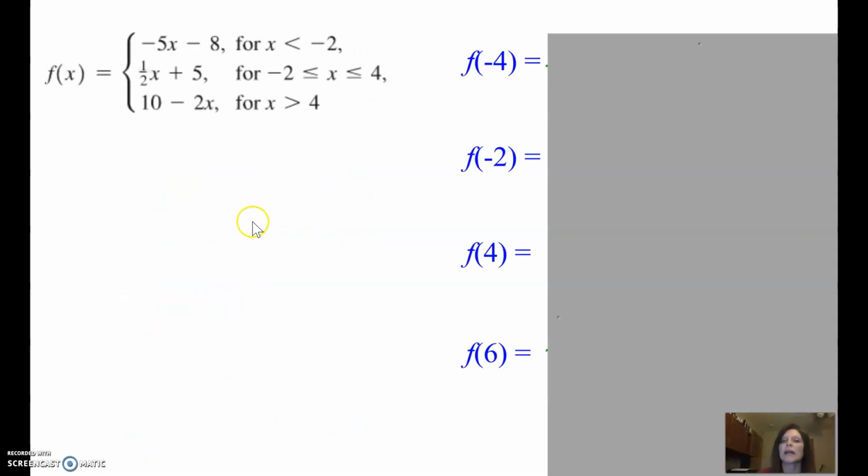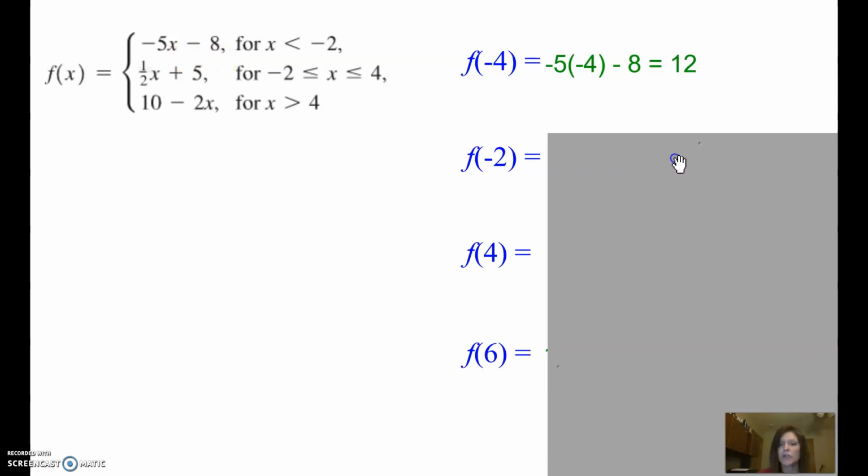All right, so once again, I have three different rules for three different situations of x. I would encourage you to pause for a moment here and see if you can answer these four f of x's. I'm going to give you the answers now. So if I have f of -4, that's definitely less than -2, so we have to use this first rule, and we plug the -4 in there, and you should get the answer of 12.